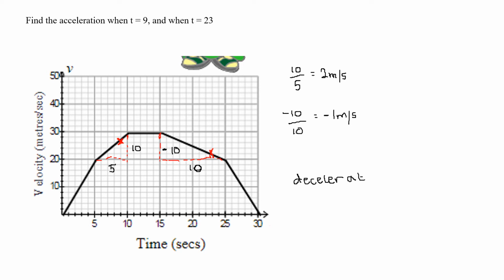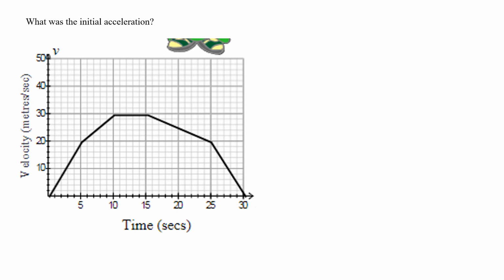And if they give you a question which asks for deceleration, you would be able to write that without the negative. So you would be able to write that as 1 meter per second because you are decelerating at 1 meter per second. So our next question is, what was the initial acceleration?